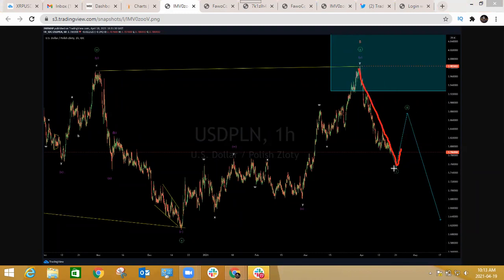So we're looking for this and then a pullback, but this is still pushing lower. We don't have this pullback as yet. So how are we going to attempt this? Are we going to handle this? We're only going to take the sell.